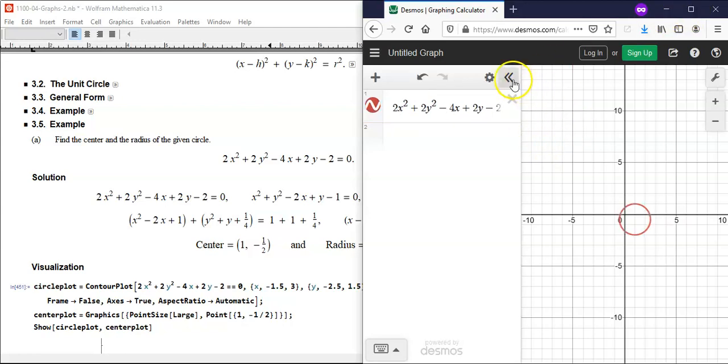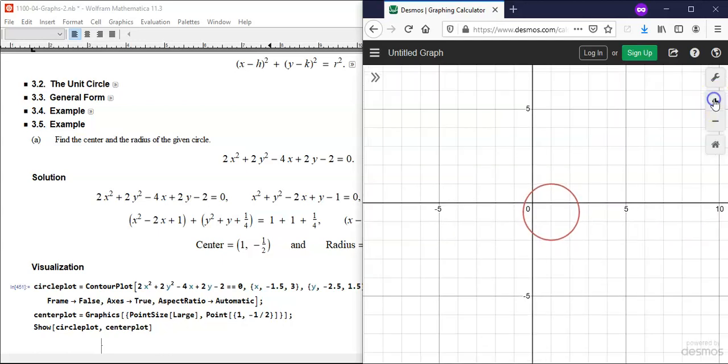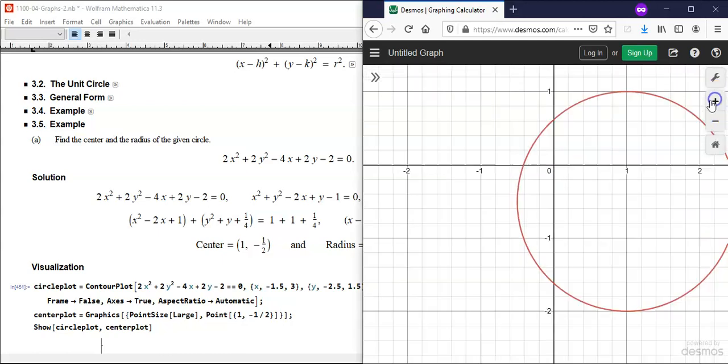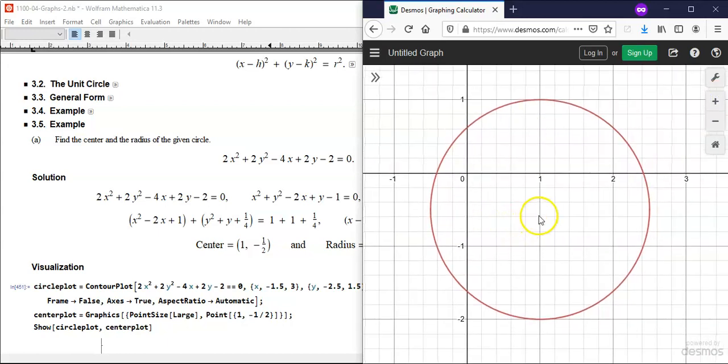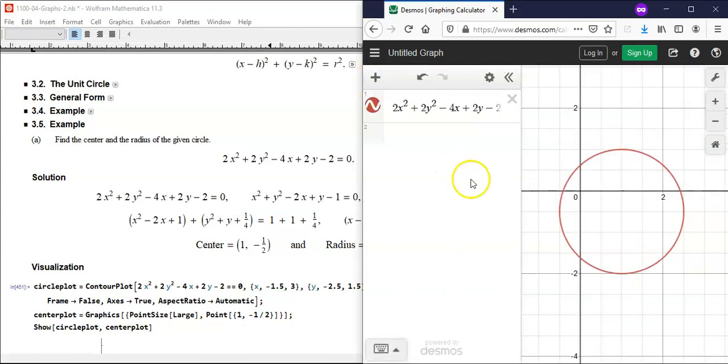Okay, let's zoom in a little bit. And yes, indeed, centered at 1 comma negative 1/2, and the radius is 1.5. It runs through this y equals 1 right here. How about the standard form? x minus 1 total quantity squared plus y plus 1/2 total quantity squared is equal to 9/4.